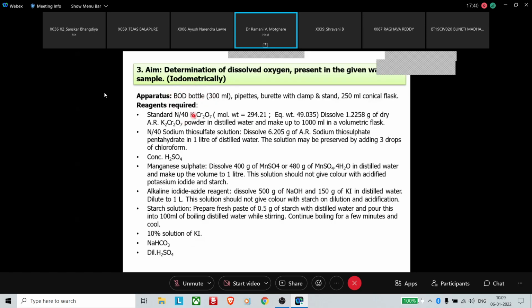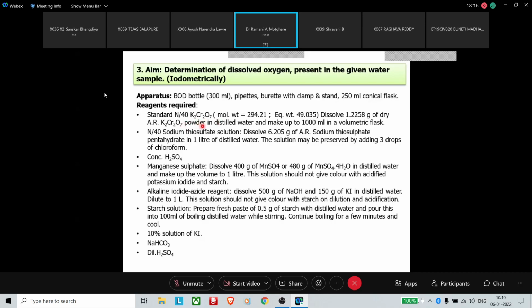For biological oxygen demand, we have to keep the thing for 5 days, incubate it, and then you have to check for the DO present. Okay, so BOD is only the bottle name, BOD bottle, which is 300 ml capacity, pipettes, burette, clamp, stand, 250 ml conical flask, and so on. Then the reagents. The reagent required is standard N by 40 potassium dichromate solution.